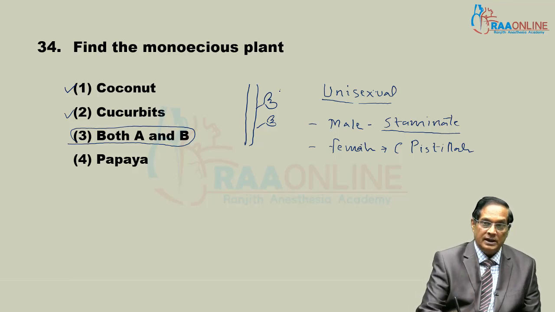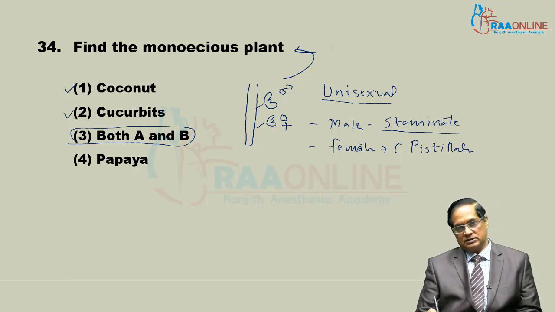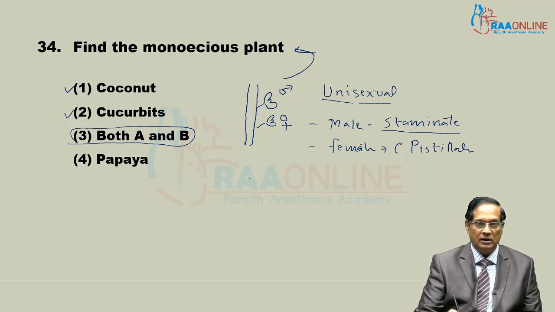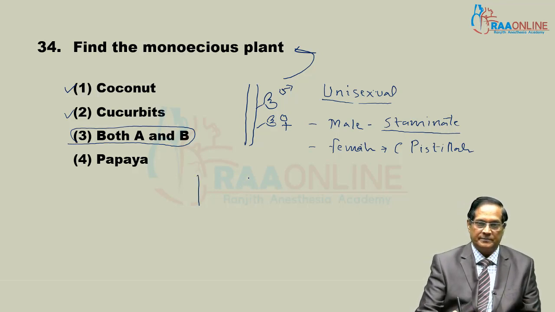So if male and female flowers are on the same plant, the plant is termed as monoecious. If male and female flowers are on two different plants, see this one, plant A and plant B, and one has male flowers whereas the other plant has female flowers, then this condition is known as dioecious.